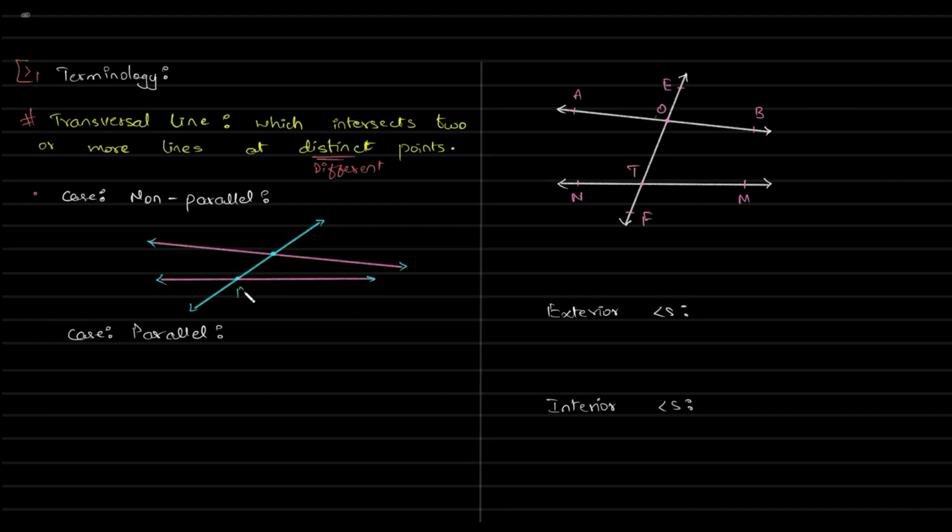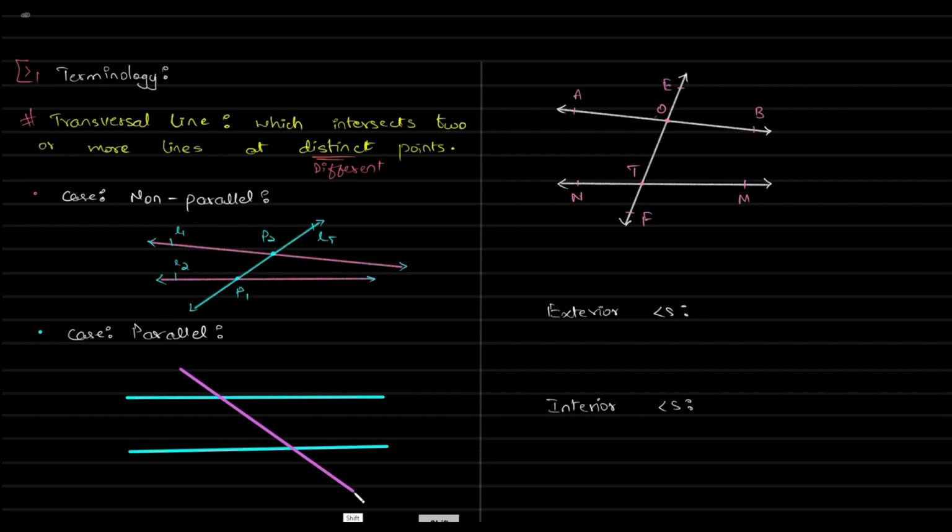Okay, so these are point 1 and point 2 at which this line, say LT, is cutting line L1 and L2. So we can have a similar discussion for parallel lines also. So we have two parallel lines and I have a transversal line, right, cutting these two parallel lines L1 and L2 at P1 and P2. Okay, and these two are parallel lines.